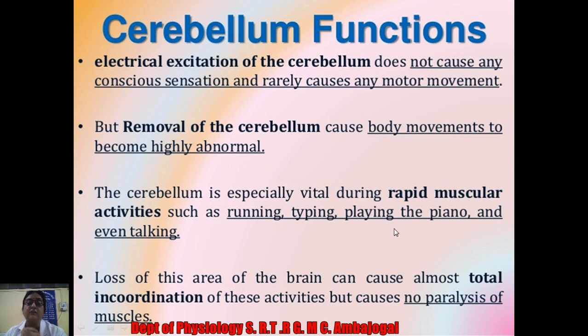So how is all this controlled? These movements are smoothly going on one by one at the subconscious level. You are not conscious of changing that movement. So the cerebellum's role is very important in such rapidly sequential changing movements. And loss of this area of the brain causes almost total incoordination of such rapidly acting sequential movement, but does not cause paralysis. So these are the important characteristics.